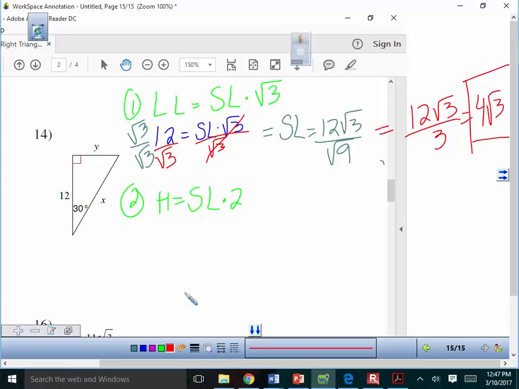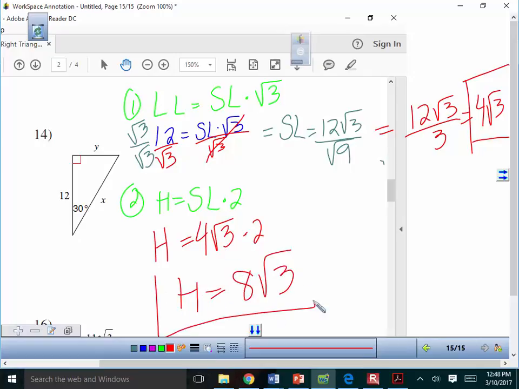Okay, let's go to number, I'm sorry, I meant let's go to the second equation. You're right, we're not done with this problem yet. Like the second equation, this one right here. The hypotenuse is what we're looking for, and it's equal to our short leg, which is 4 square roots of 3, times 2, so the hypotenuse is equal to 8 square roots of 3. Any questions? Okay. Are we ready to move on? Yes. Okay.